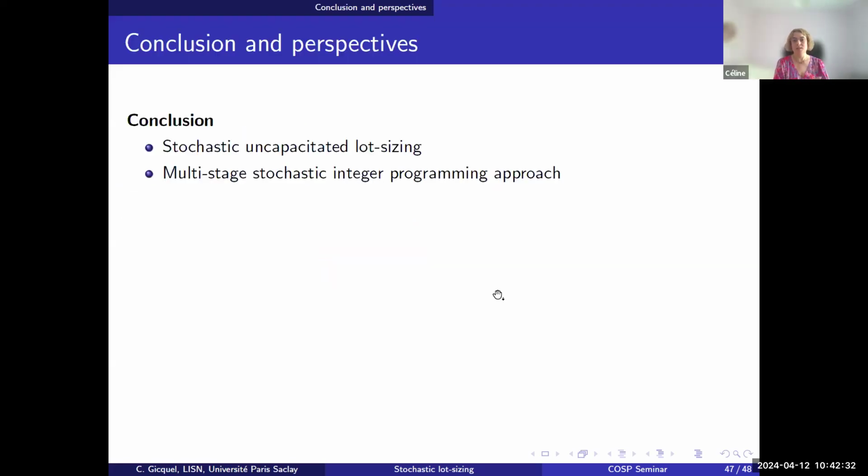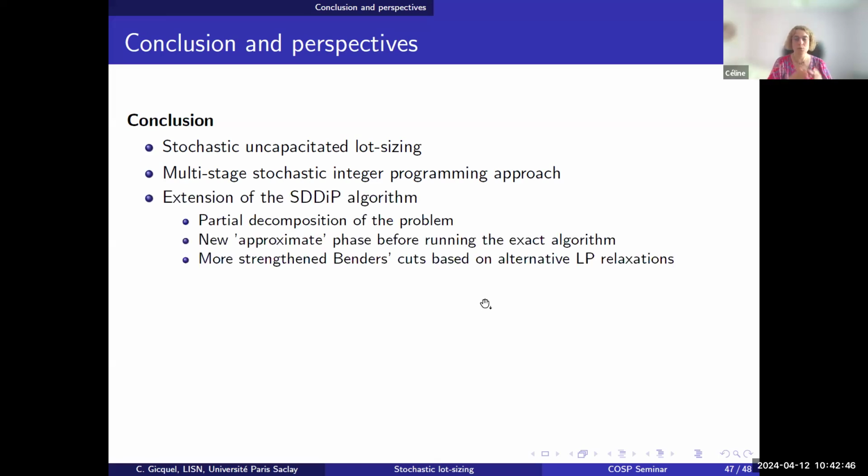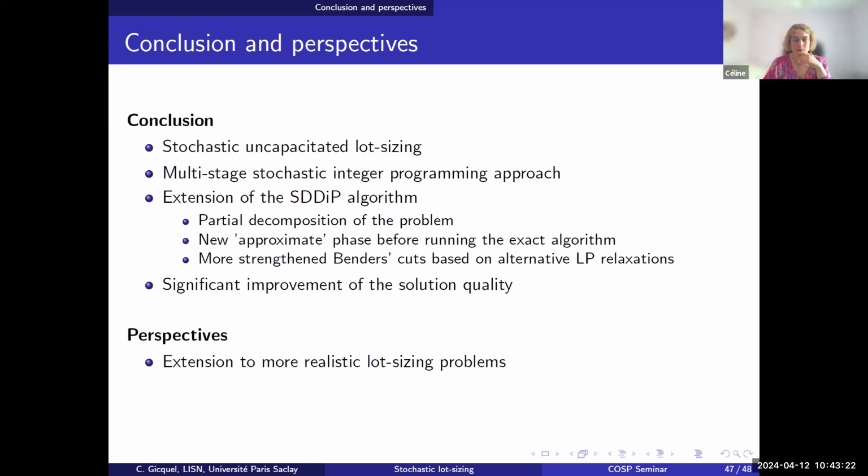Just to conclude, here I have discussed solving a combinatorial optimization problem arising in manufacturing, and more precisely, stochastic capacitated lot sizing, via a multi-stage stochastic integer programming approach. The main contribution of this work was the proposal of an extension of the SDDiP algorithm, mostly to make it more numerically efficient. This extension comprises 3 main ingredients: partial decomposition versus full decomposition, the addition of a new approximate phase before running the exact algorithm, and the generation of a wider set of strengthened cuts based on alternative LP relaxations. And we see that by combining all 3 ingredients together, we could obtain a significant improvement of the solution quality. So what are our perspectives?